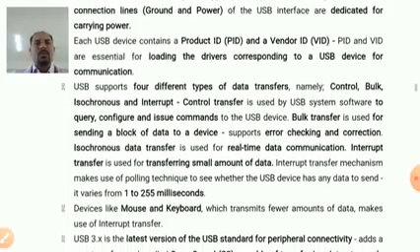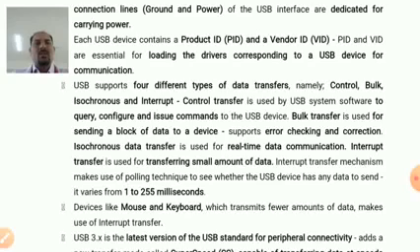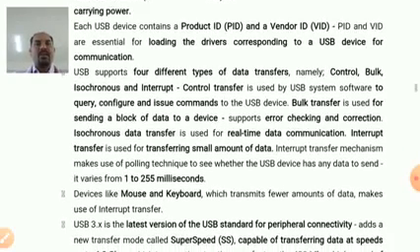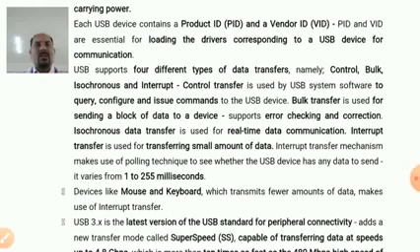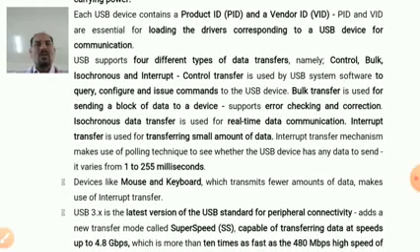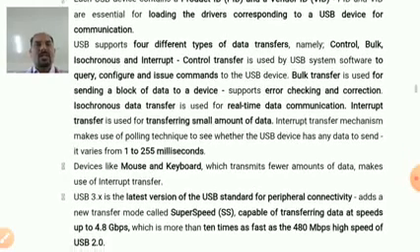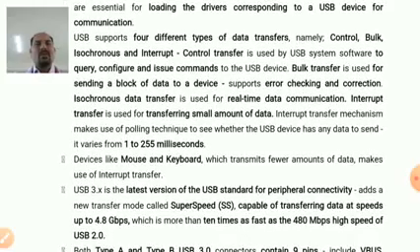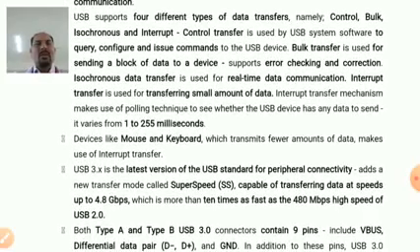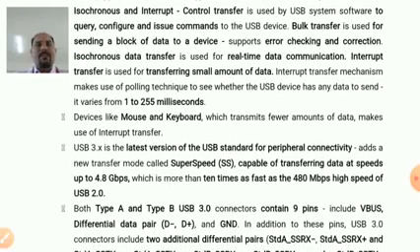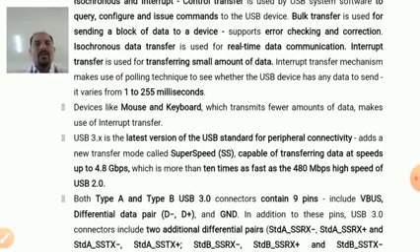USB supports 4 different types of data transfer: control, bulk, isochronous, and interrupt. Control transfer is used to query, configure, and issue commands, whereas bulk transfer is used for sending a block of data to a device, which also supports error checking and correction. Isochronous is used for real-time data communication. Interrupt transfer is used for transferring a small amount of data. Devices like mouse and keyboards use the interrupt type of USB.